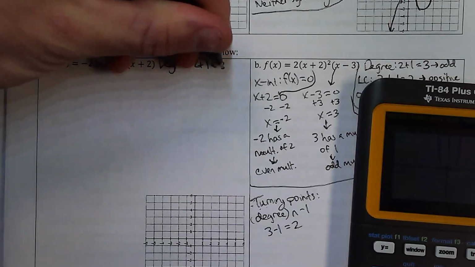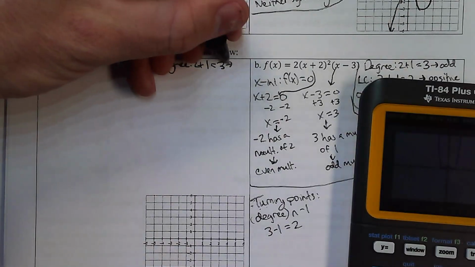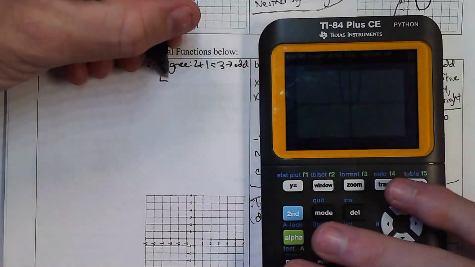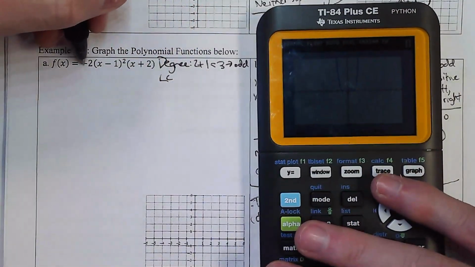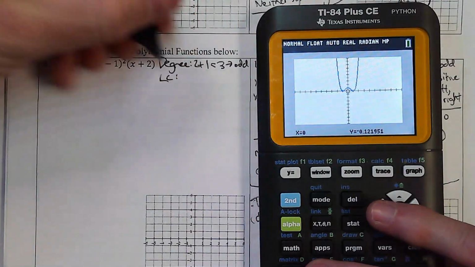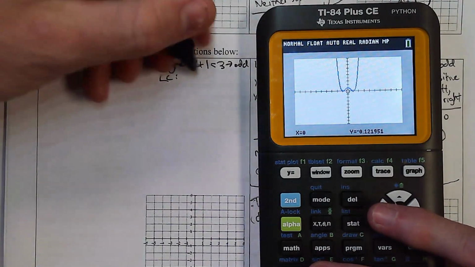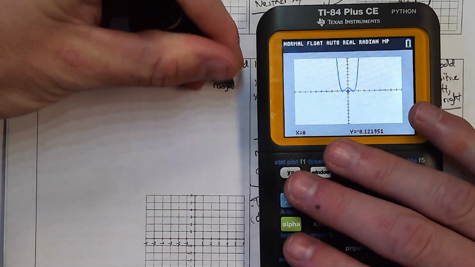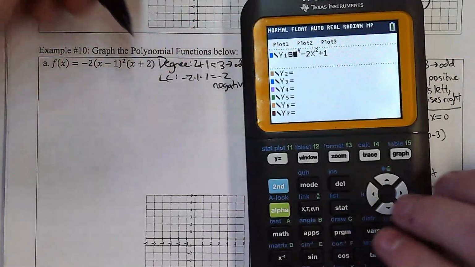I'm too lazy to multiply this out. 3 is odd. You're welcome to multiply that out, but we don't need to. So it's odd. Is the leading coefficient positive or negative? Negative, good. Negative 2 times 1 times 1. It's going to be negative 2, so it's negative. It's odd negative, just like Cameron.